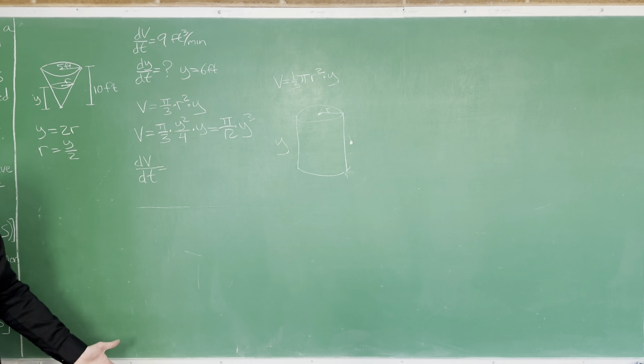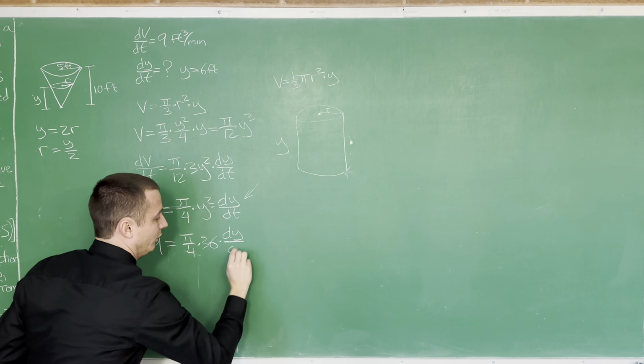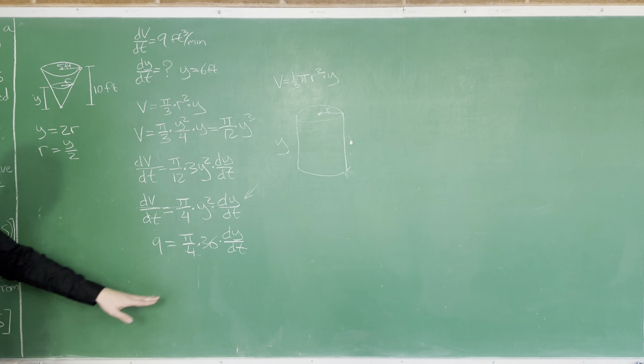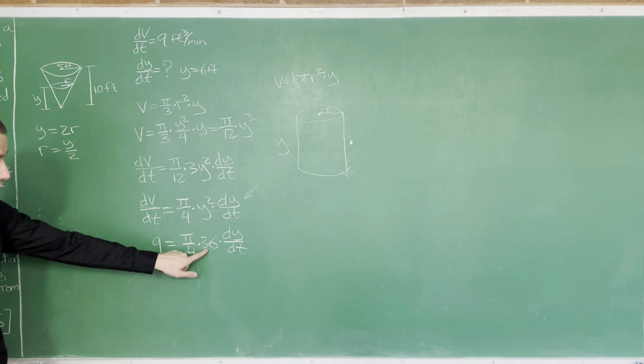So plugging all that in, ignoring units, not going to bother writing out my units, we get 9 is equal to pi fourths times y squared, 6 squared, 36, times dy dt, what we're solving for. Okay, so I'm going to multiply this side by 4 and divide it by 36.